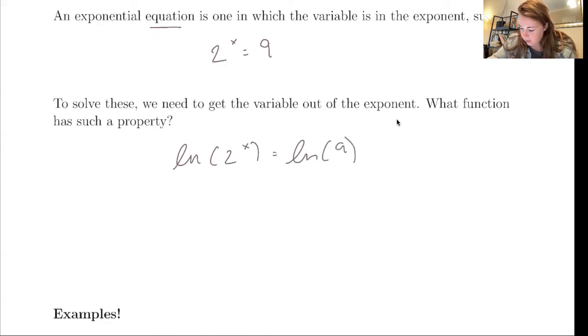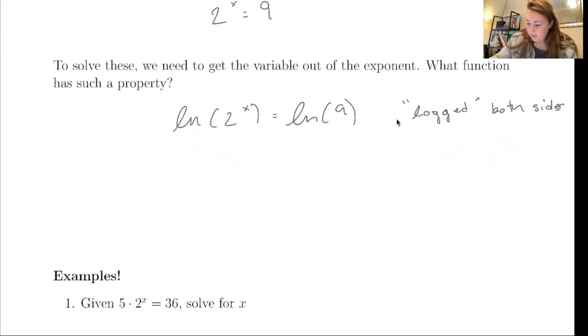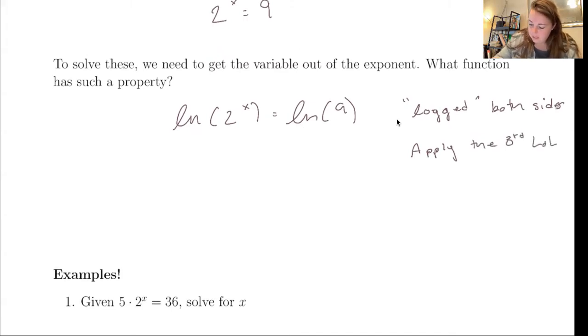So I logged both sides. What we do to one side, we have to do to the other, right? Well, then I apply the third law of logs, and that says that the exponent needs to come out front. So that will give me x times ln of 2 equal to ln of 9.